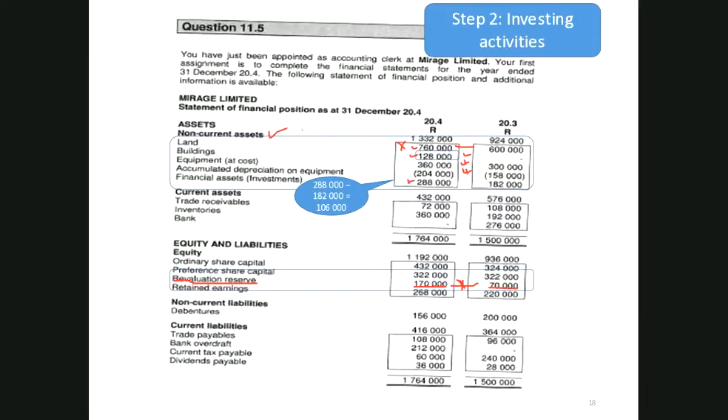So these could be any investments that the business has made. They had 182,000 of investments at the end of last year. The end of this year, it's 288,000. In other words, they've spent another 106,000 this year buying more investments. Okay, so that 106,000 is going to be an outflow of cash. So here we've got 106,000 outflow, and with buildings we've also got 128,000 outflow.